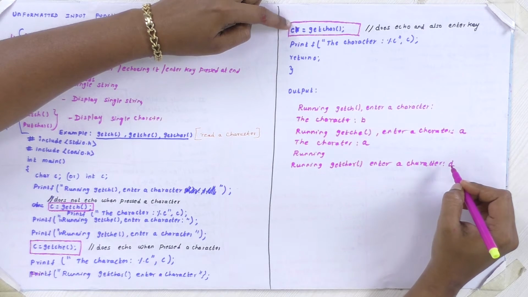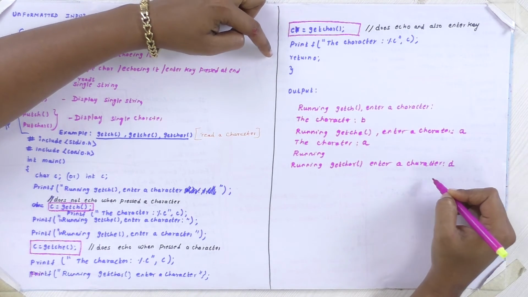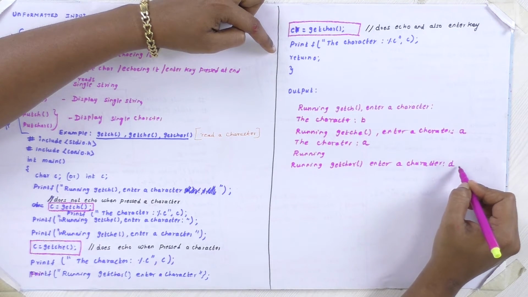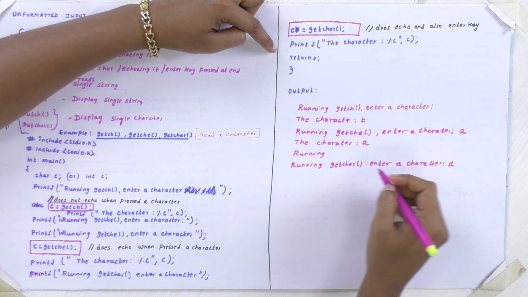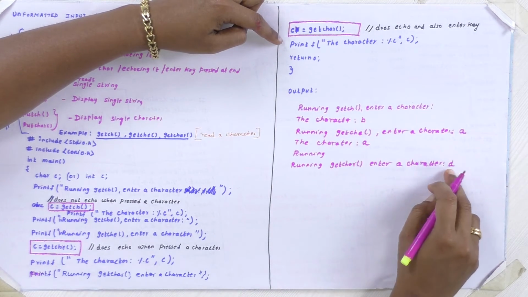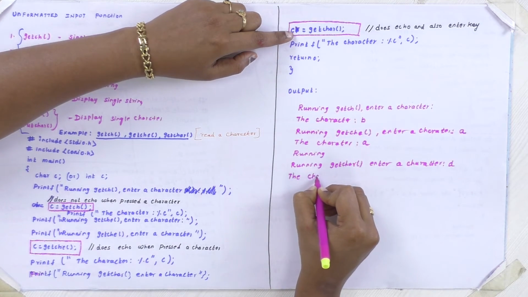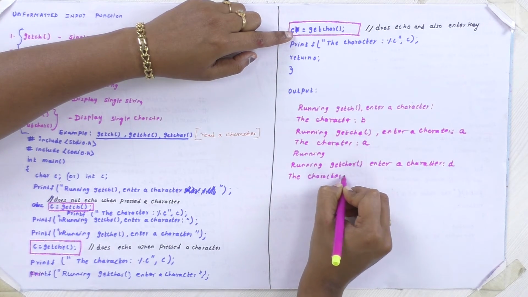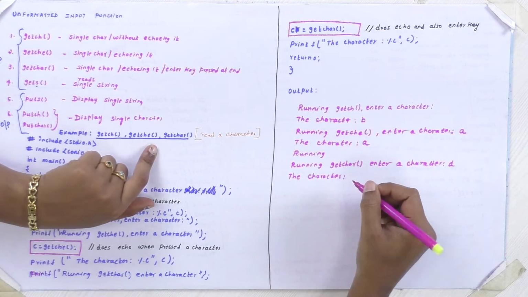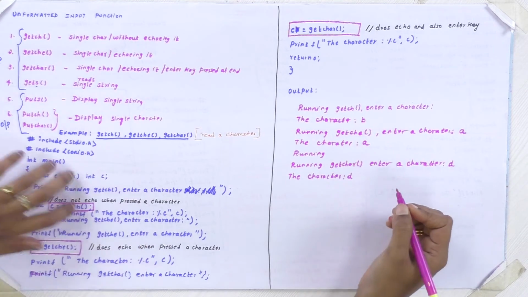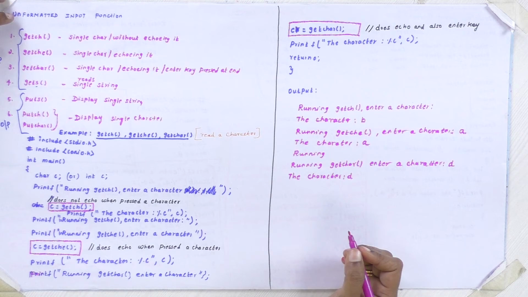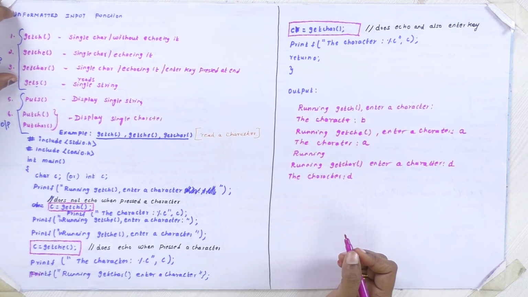If you want to display the next statement, the user needs to press the enter key here. When the user presses the enter key, the next statement will display. So this is the major difference between the three functions. So these are all the three unformatted input and output functions.